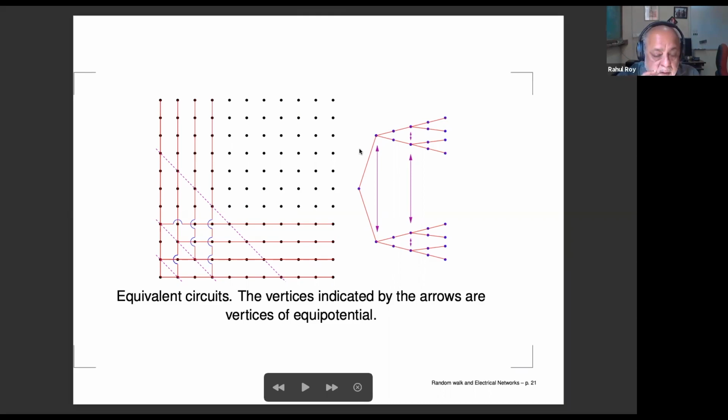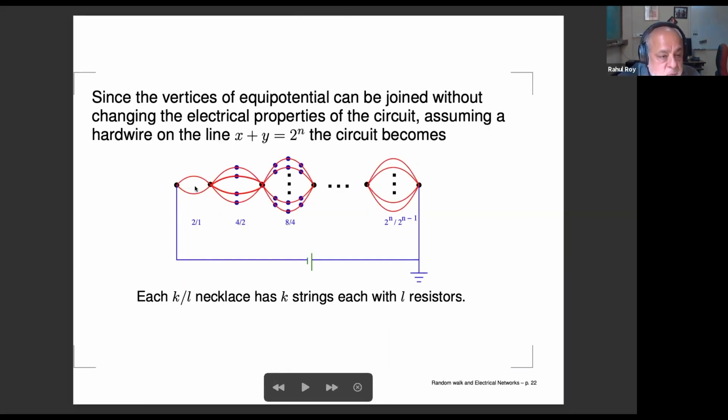So the first, there are 2, then there are 4, then there are 8, then there are 2 to the n, when the line is x plus y equal to 2 to the n minus 1, etc. So that's what I'm saying.